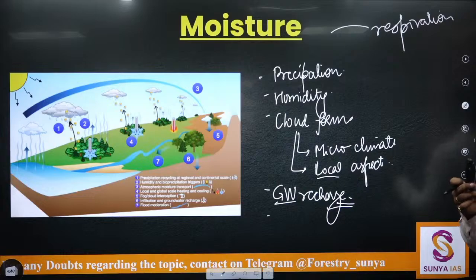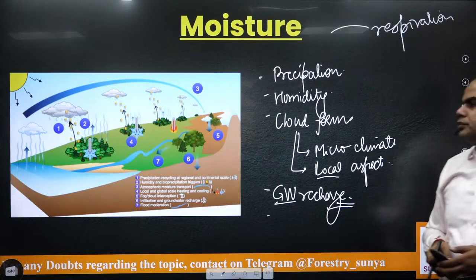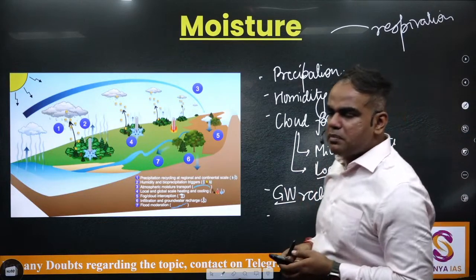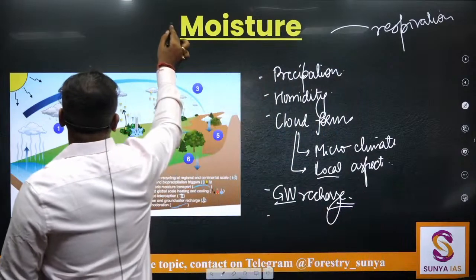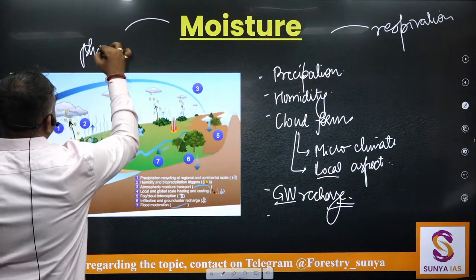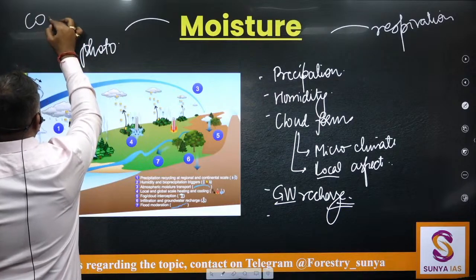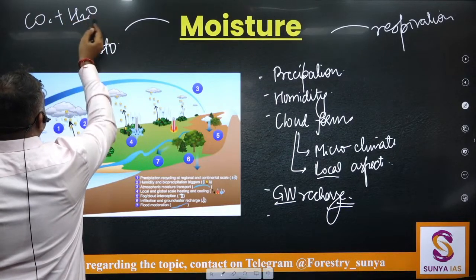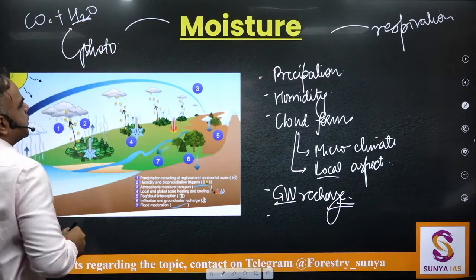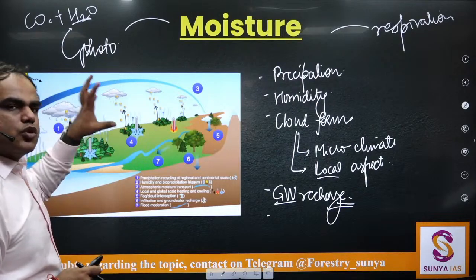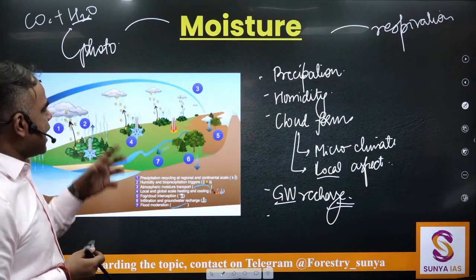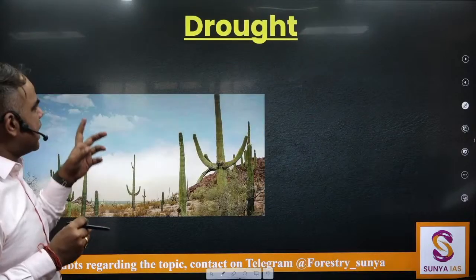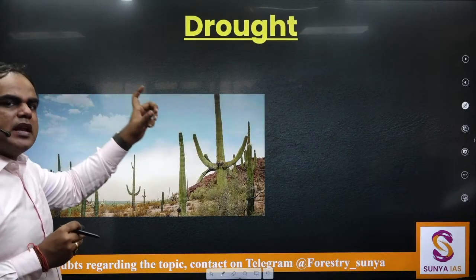Okay, so moisture is overall a very important material and ingredient for carrying out photosynthesis. You know that CO2 plus H2O. So we need this. So moisture is going to be a very important part, and lack of moisture, harsh conditions which we had seen in drought, are going to be very problematic.